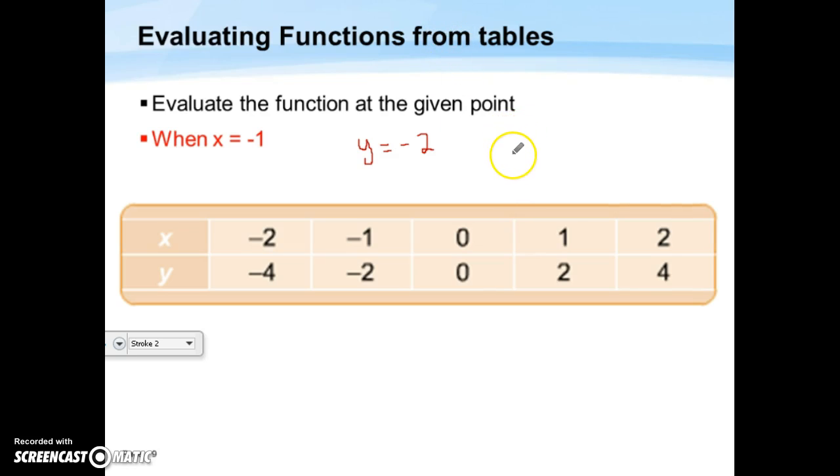Inputs, what you put in, are your x values. The function itself is the process that you do to get the item, and then the output is the thing that comes out of the machine, so the y value.